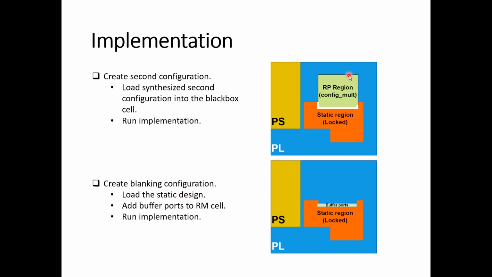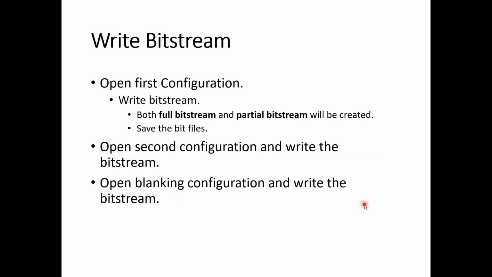Now after this is completed, there is one more thing called the blanking configuration. What if we do not need any of these modules? We have the addition and multiplication, but sometimes we don't need either addition or multiplication. So what we can do is add buffer ports to these cells, so that all the ports that connect the static region with the PR region are populated with buffer ports, and we run the implementation. So we can see that only the static region will be there, as well as these ports which are buffered. Now this is used to save energy. This is known as the blanking configuration.